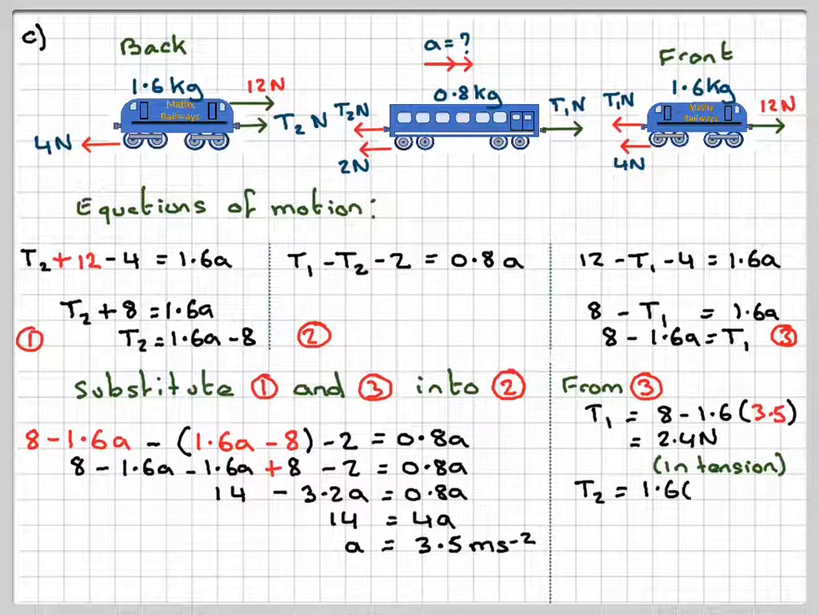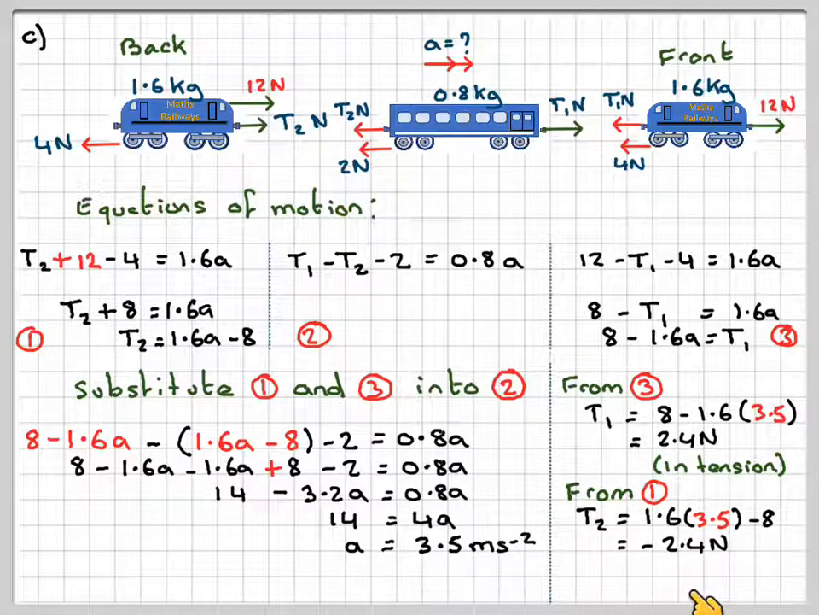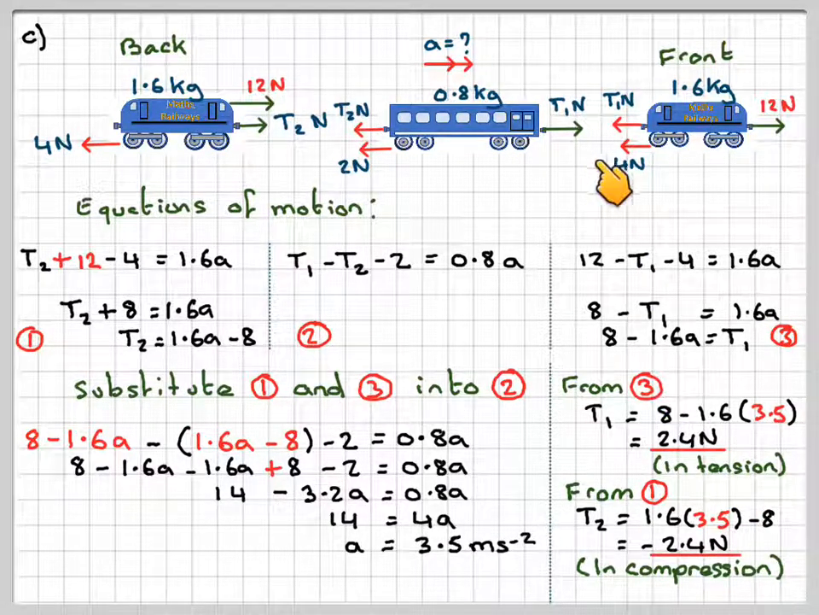And then from equation 1, which is this one here, we're going to have that T2 is 1.6 times 3.5 minus 8, and that's going to give me minus 2.4. So basically that means that this one is not in tension, but it's going in the opposite direction, therefore it is in compression. So our comments are going to be that this coupling here will be in tension, this coupling here will be in compression.